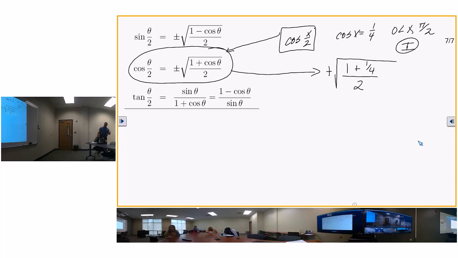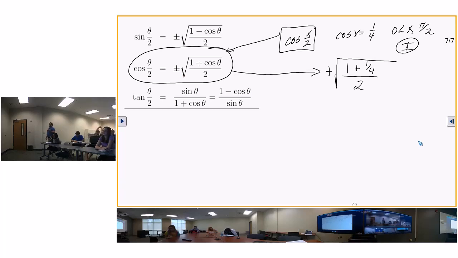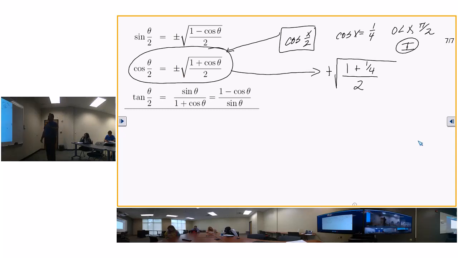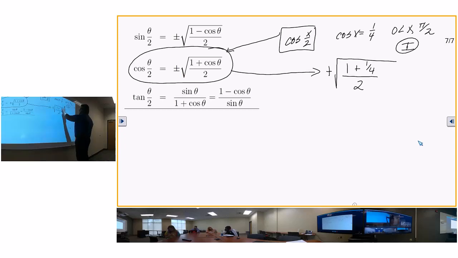It tells you which one with the x over 2. That means cosine of x over 2, you're going to use the second. Cosine of x is equal to 1/4, so therefore you know which one to plug in right here. Cosine of theta is 1/4, cosine of x is 1/4, and then it's in the first quadrant, so you know it's going to be positive.